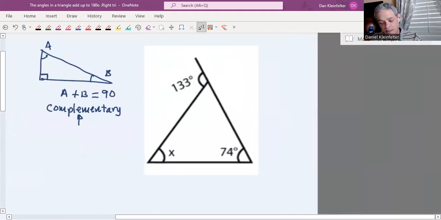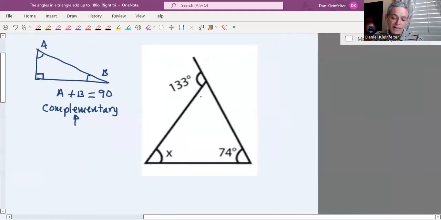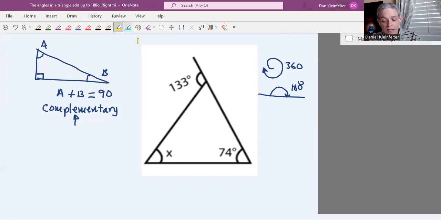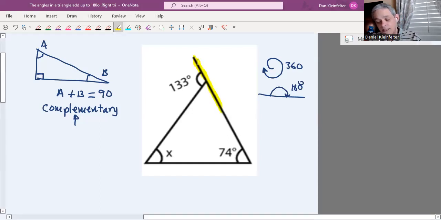Okay, this one is a little fun because the angle inside of this triangle is not given to us, but we know that a full rotation is going to be 360 degrees, and a straight angle or a half turn is going to be 180 degrees. That's what we have going here. That's a straight line, and so that whole angle has to be 180 degrees. And so if we want the part that is inside the triangle, that has to be the rest of it.